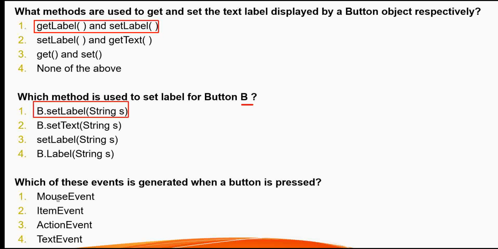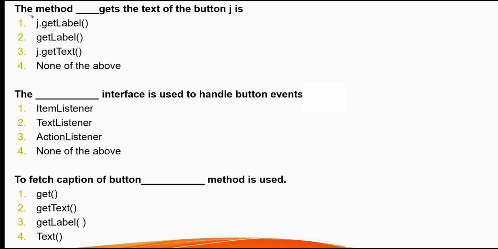Next question is, which of these events is generated when a button is pressed? The answer is action event. Next question is, the method which gets the text of button J. The answer is j.getLabel. Next question, which interface is used to handle button events? The answer is action listener. And the last question is, to fetch the caption of a button, which method will we use? The answer is getLabel.